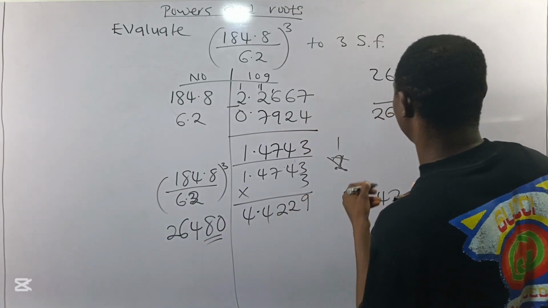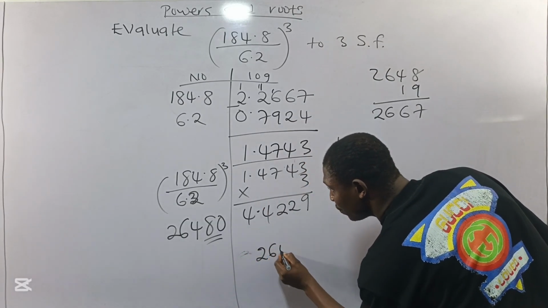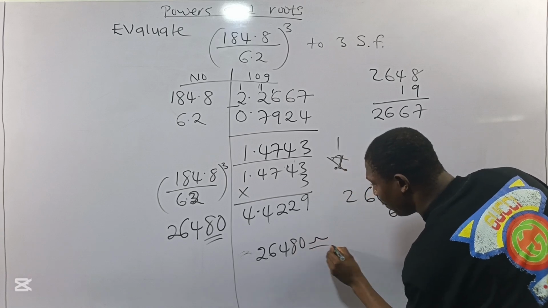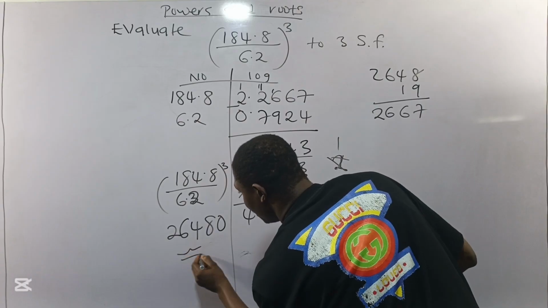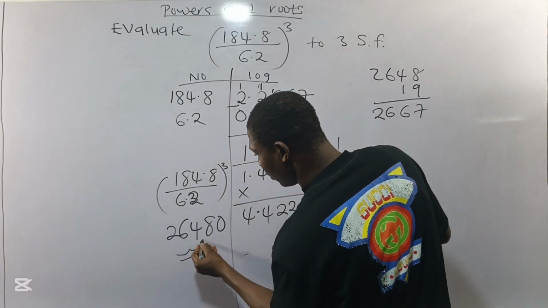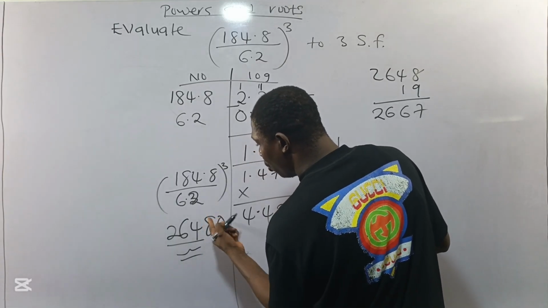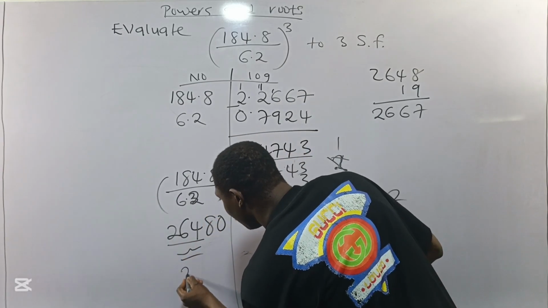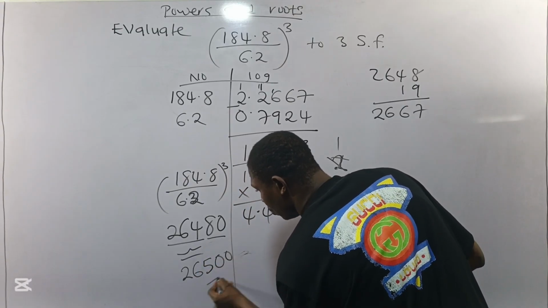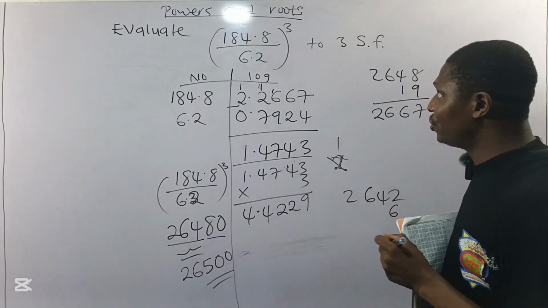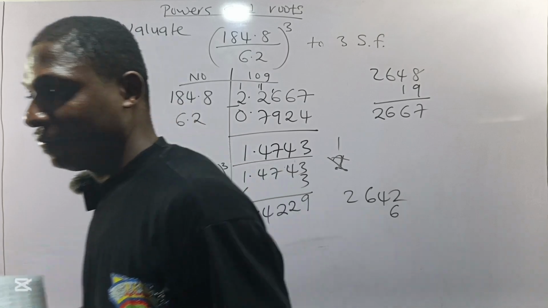But they said I should approximate to 3 significant figures. So 26480 is approximately equal to 3 significant figures, I should end here, 1, 2, 3. But 8 is greater than what? 4. So I will add 1 to this, become what? 5. So it becomes 2, 6, what? 5. And the remaining digits become what? 0, 0. So my answer is 26,500 to 3 significant figures when this is divided by this raised to power what? 3.